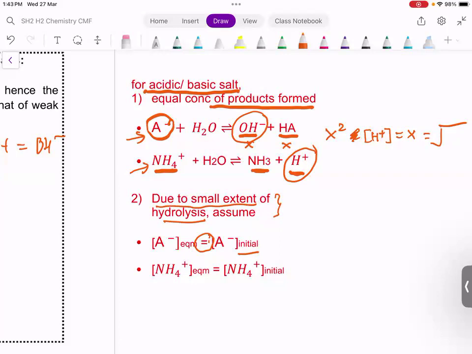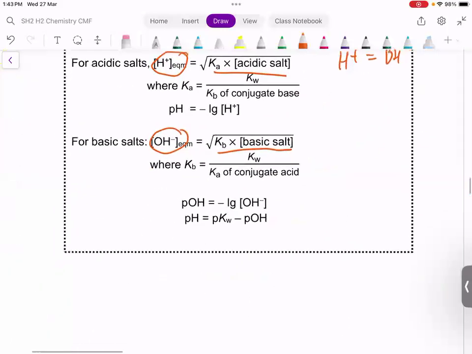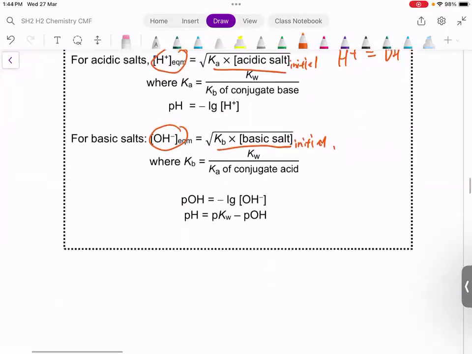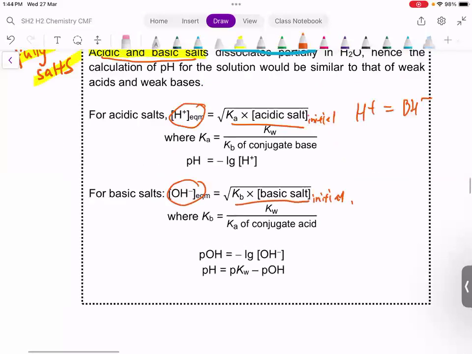The ICE table. So here, you can place the term "initial" because we always make this assumption. There's no need for you to subtract. You can just use the initial concentration. Okay, I move on.